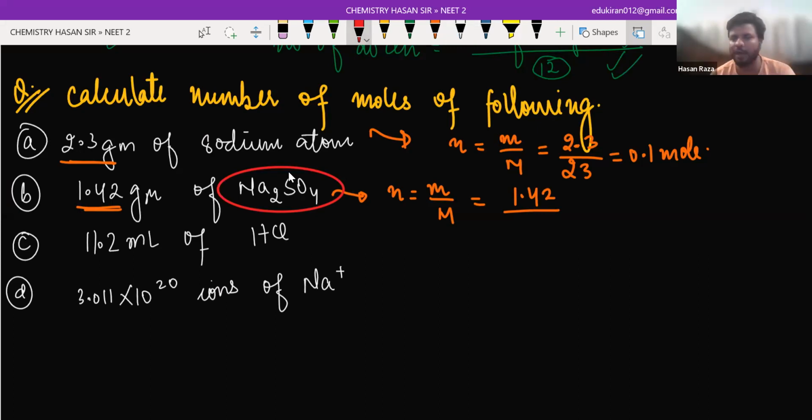Aisha, are you able to calculate the molar mass? Yes, sir. Okay. Both of you, if anyone is facing a problem in calculating the molar mass, just let me know. This is the molar mass of Na2SO4, which is 142, and to remove the decimal you divide by 100, because after the decimal you have two digits. So it will be 1/100 mole, or you can write 0.01 mole. That's great. Very good.